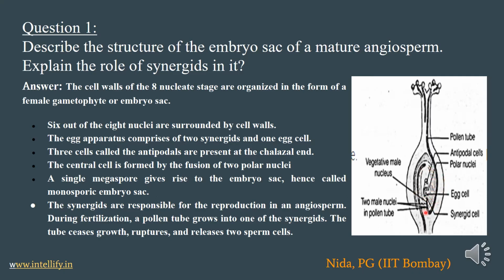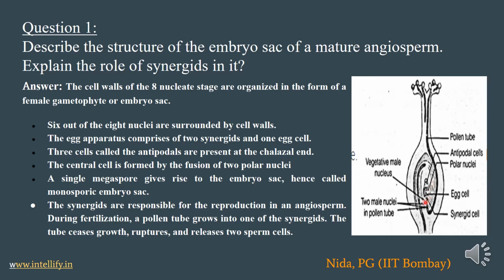Here in the ovary, we have the chalazal end and the micropylar end. In the chalazal end, we have three antipodal cells, and in the micropylar end, we have the egg apparatus which consists of two synergids and one egg cell. And in the middle, we have polar nuclei. In total we have 8 nuclei, and out of them 6 are covered with a cell wall. That's why this is overall known as a 6-celled and 8-nucleate structure.